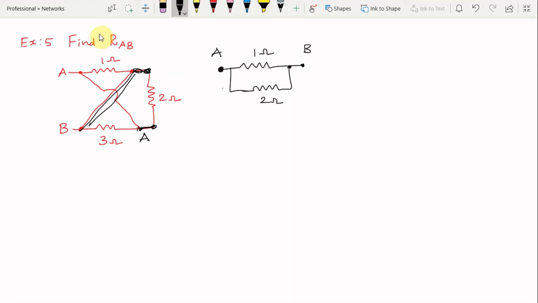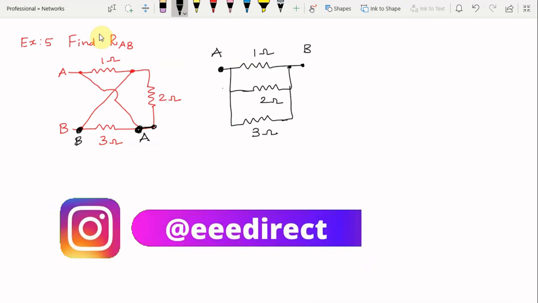Now consider the 3 ohm resistor. This point is connected to A. So I am drawing a 3 ohm resistor. The other terminal is connected to B. So now this is the circuit that they have given here. So I have redrawn this circuit. Now you have to find out the equivalent value of resistance across the terminals A and B.